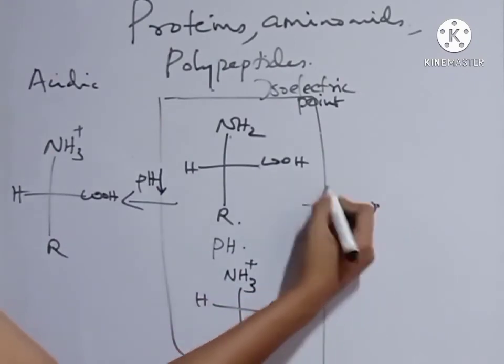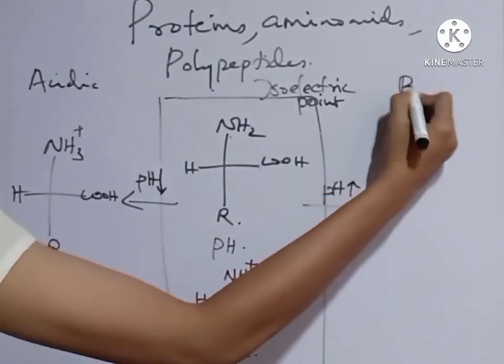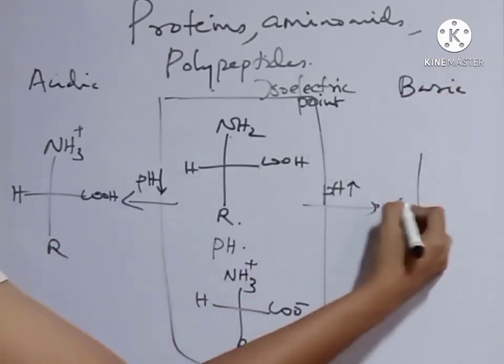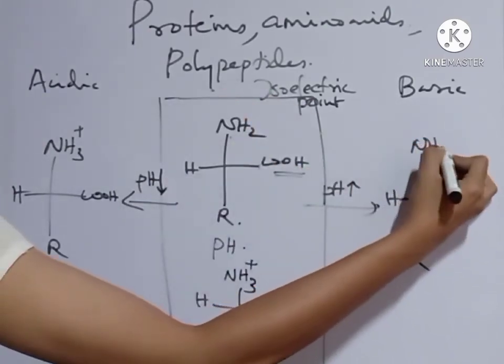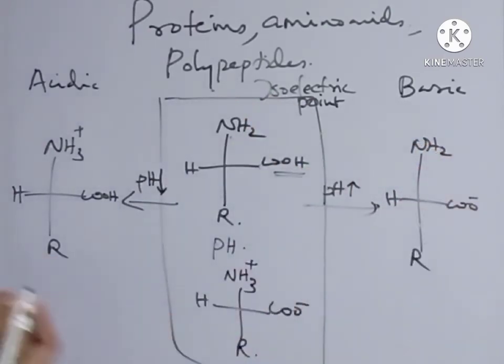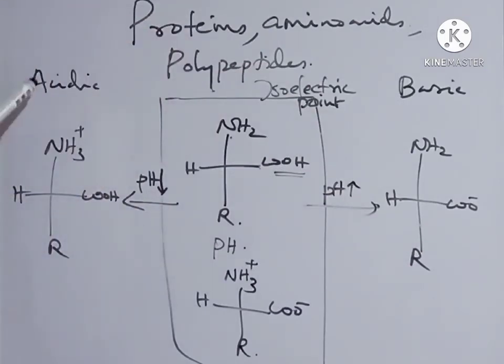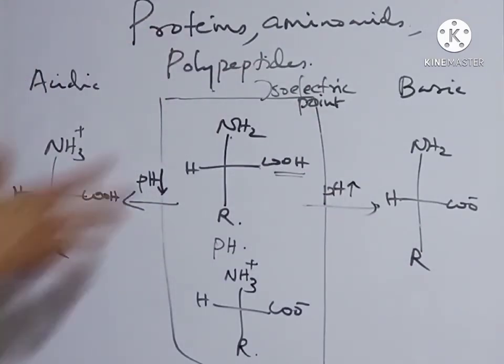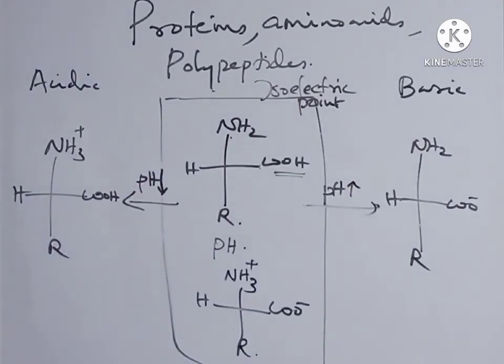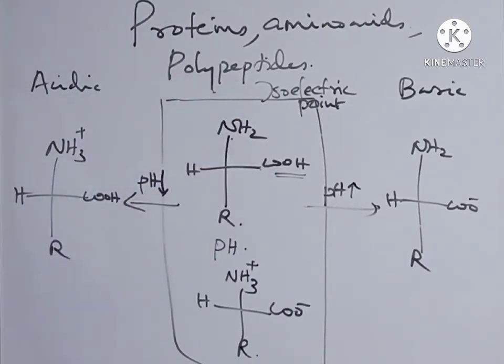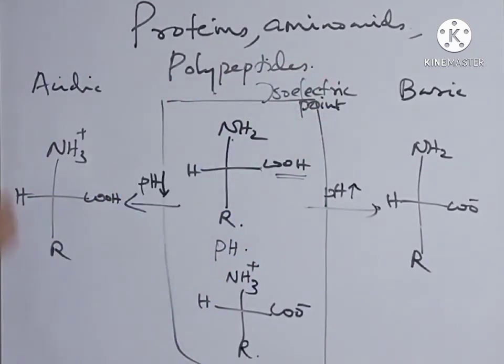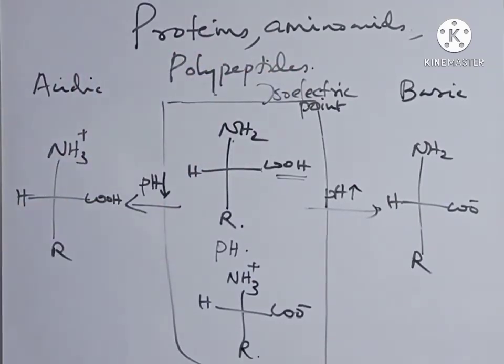Same way, when pH increases, that is in basic medium, what happens is this group will be deprotonated. So this will be converted into COO minus. Here also the molecule is in charged state. So in basic medium deprotonation occurs and in acidic medium protonation occurs. Anyway, the molecule exists in charged state. Only at a certain pH does this exist as an uncharged particle, and that pH is known as isoelectric point.